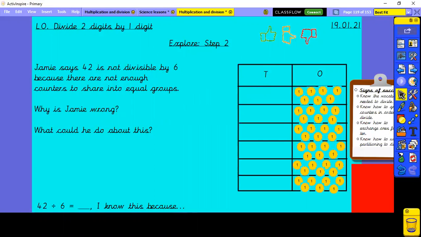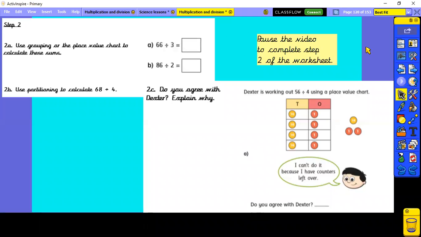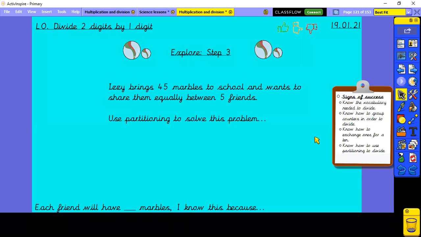Okay, so now we've got step 2 of the worksheet, and you've got some similar questions to complete on your own. So pause the video and complete step 2 of the worksheet in your maths book. Okay, and now if you want a challenge, we're moving on to step 3 of the input. So, Izzy brings 45 marbles to school and wants to share them equally between 5 friends. And what I want you to do is use partitioning to help you solve this problem. So think about what calculation, what division the problem is asking you to do, and then pause the video and complete that using partitioning. So pause the video now.